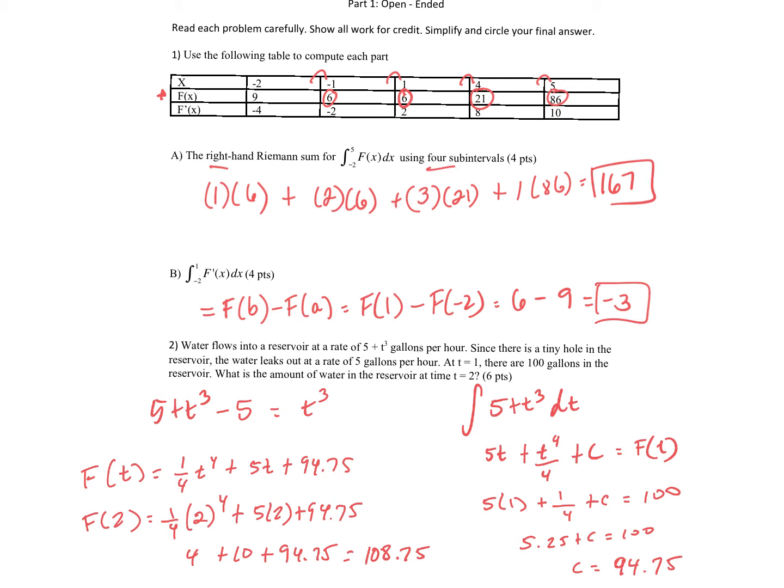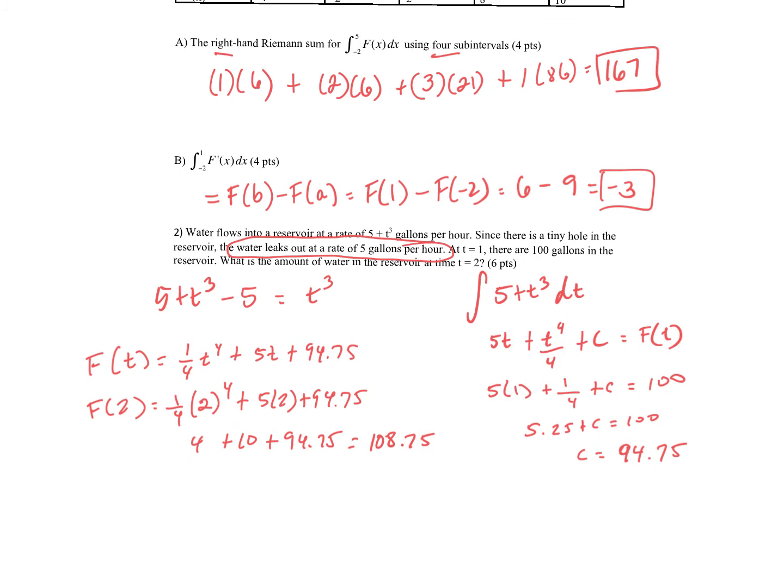From there, if I do it in this way, I need to realize that water was leaking out. So between hour 1 and hour 2 is only 1 hour. So I only need to subtract away 5 gallons to get my final answer of 103.75.